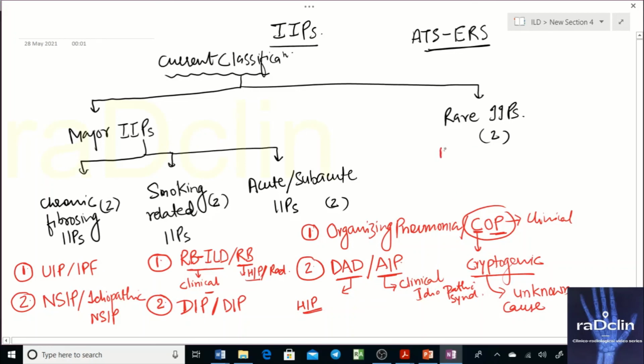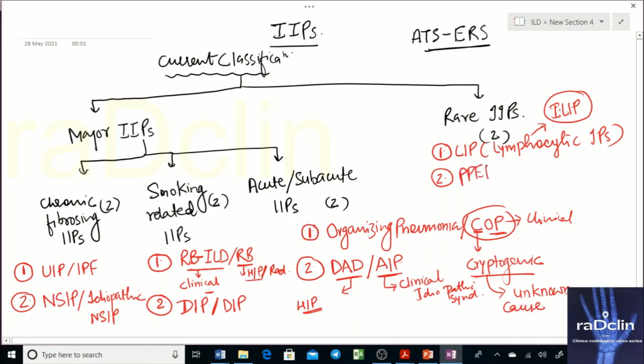Similarly, there are two rare IIPs. One is your LIP, lymphocytic interstitial pneumonia, and obviously its clinical counterpart would be idiopathic LIP. And the second, although rare, is your PPFE. Just add I, idiopathic PPFE, to make its clinical counterpart.